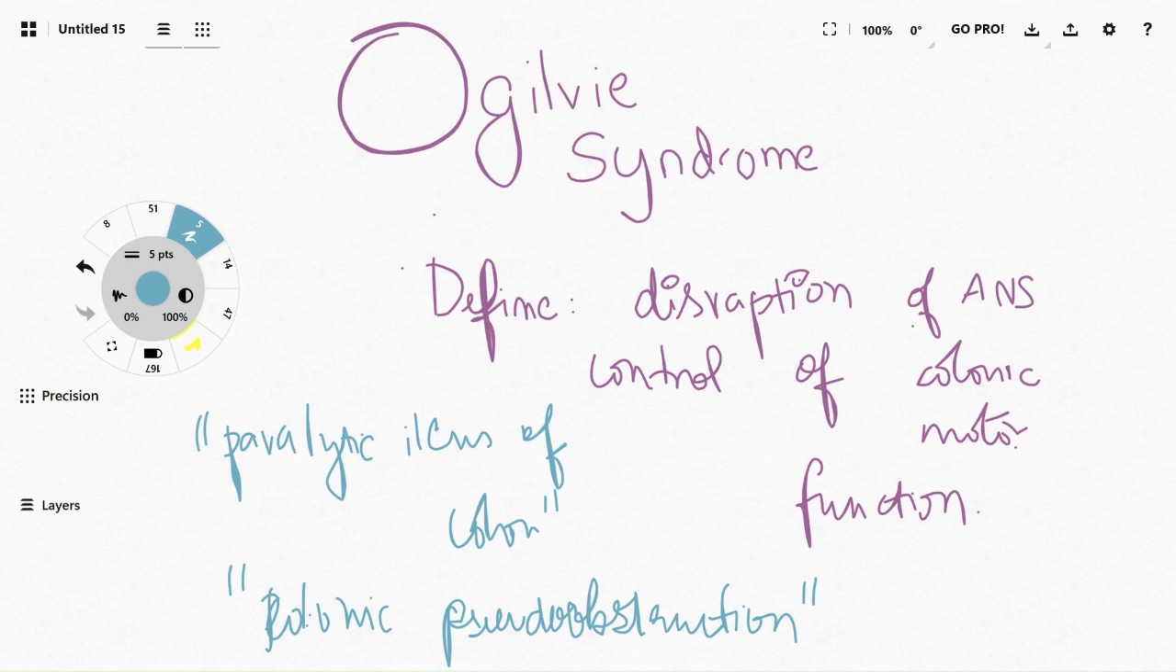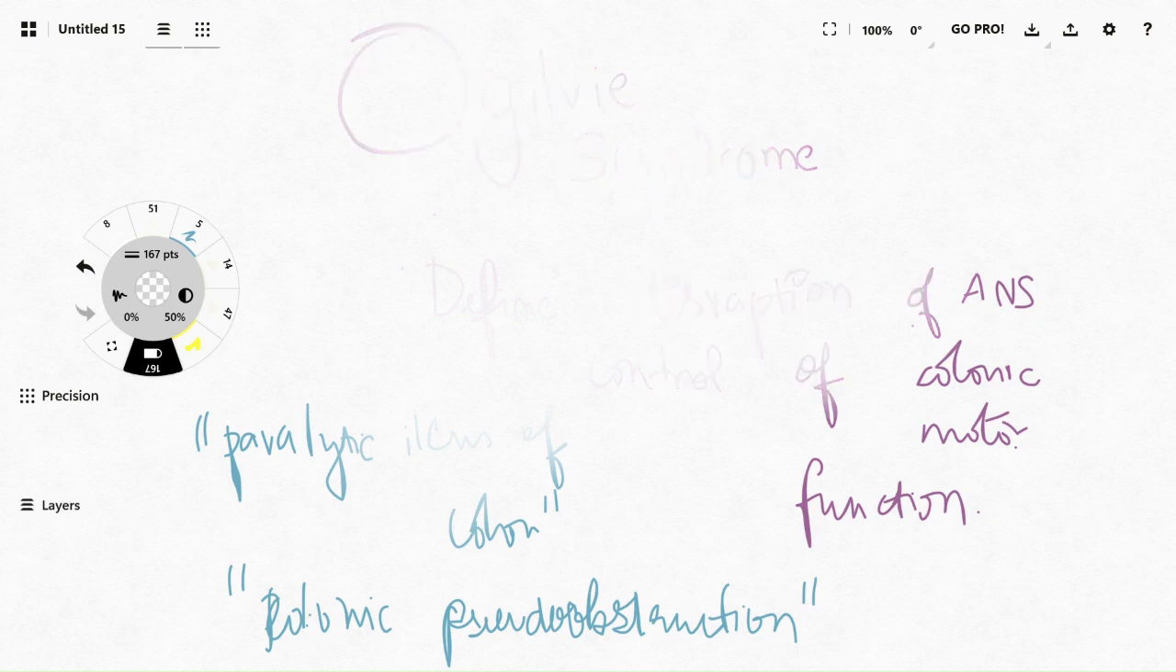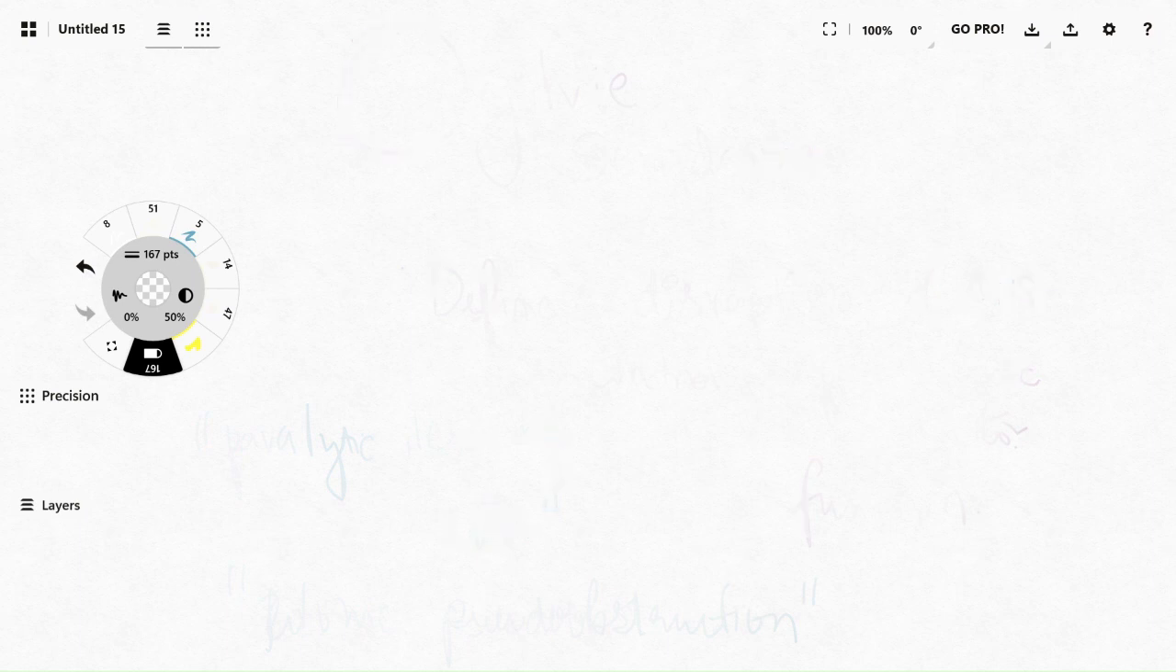So what would be the causes of something like this? Let's get into that. I'm going to erase this. Oh, I could have just opened a new sheet of paper, but that's all right.